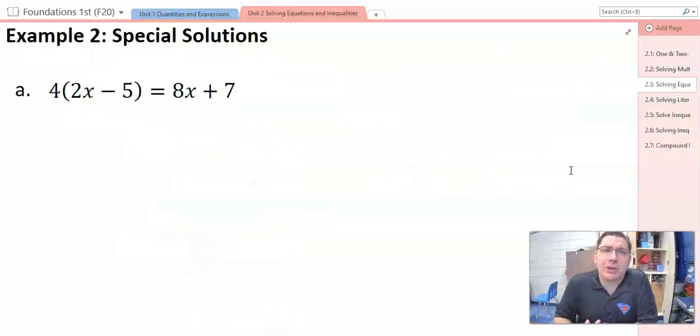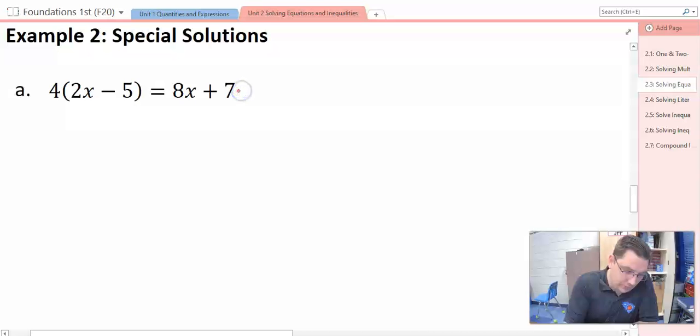So in example 2, we're looking at some special solutions. And so let's see what happens in example A. We're given 4 parentheses, 2x minus 5, is equal to 8x plus 7. Now, I tell you that this is going to be a special solution, but I want you to see what's going to happen with this problem. Because the work is still the same, it's the end result that becomes different. And so our first move here, now I could try and divide by the 4, and it will divide from the 8, right? But the 7 here is going to give me a fraction. So let's just distribute the 4.